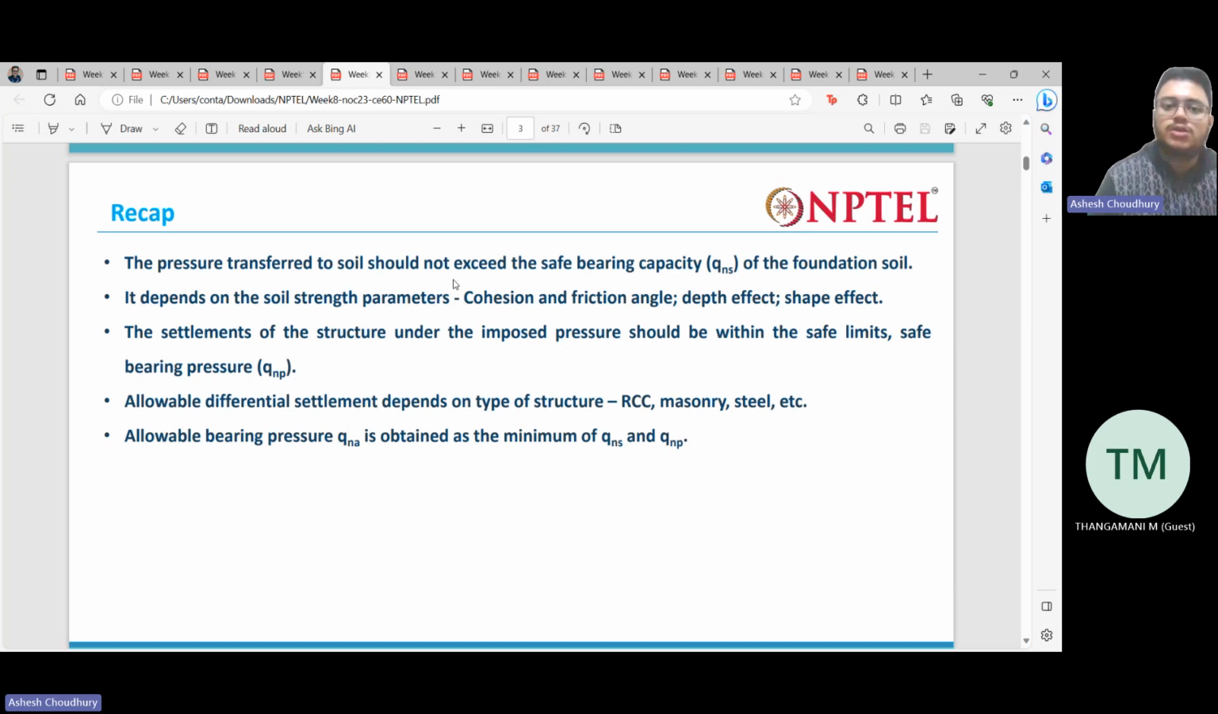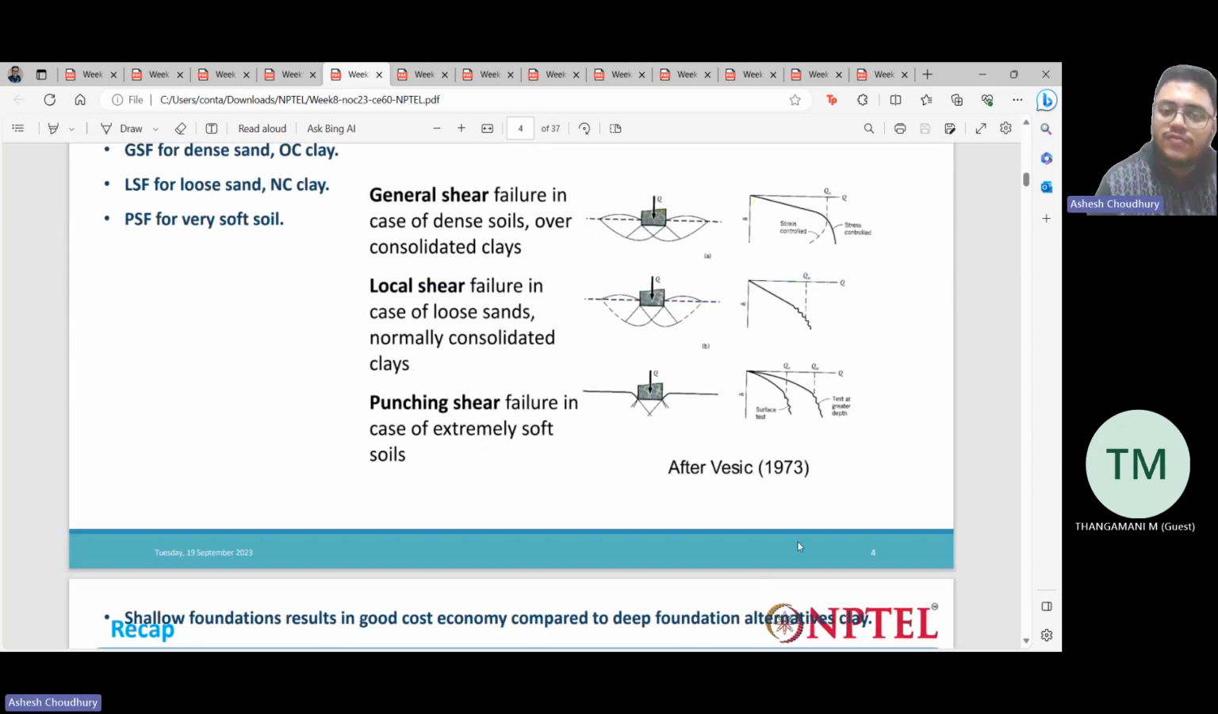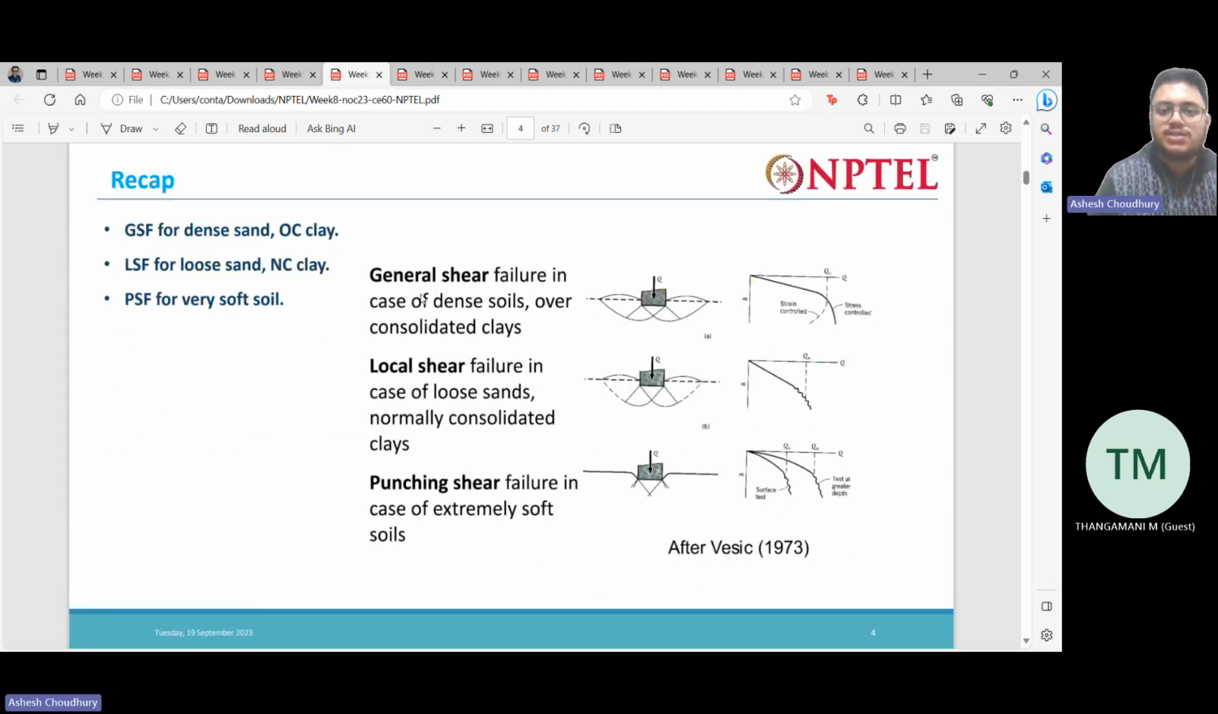The pressure transferred to the soil should not exceed the bearing capacity. All these things we know. These are the modes of bearing capacity failure: general shear failure, local shear failure, and punching shear failure. All these things we saw.